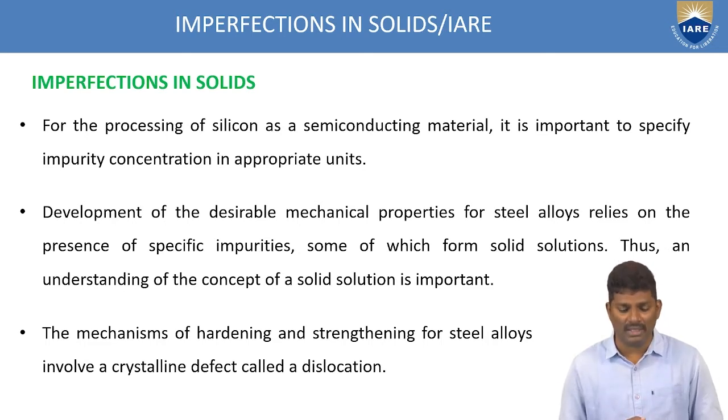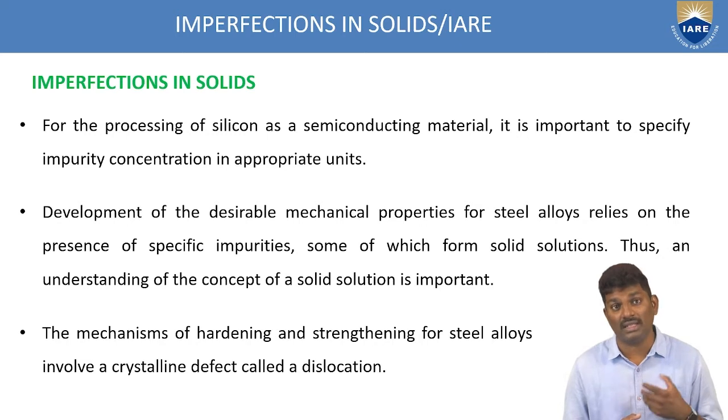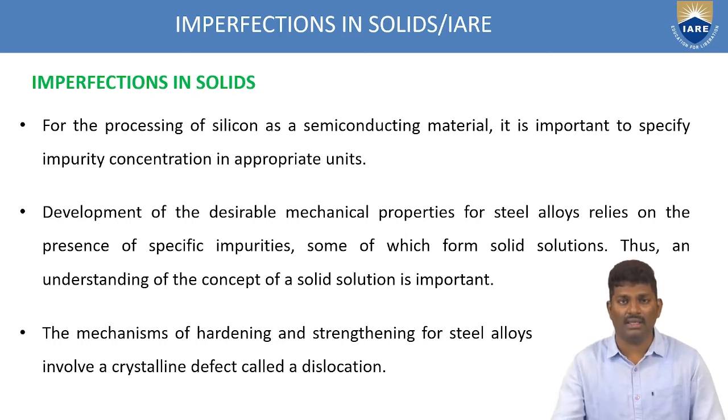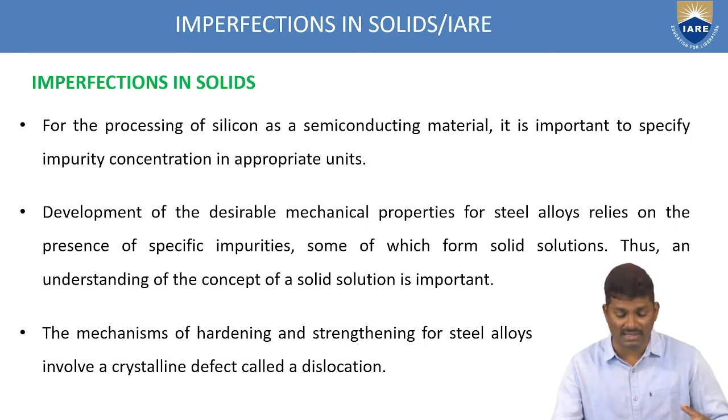So that is one of the criteria of the defects in solids. Then the mechanism of hardening or strengthening, or increasing the stiffness of some alloys in steel, will be affected by defects such as dislocations. So what is happening here in a crystalline structure? If it has defects, the hardening, the stiffness, as well as the strengthening of the material will go down.